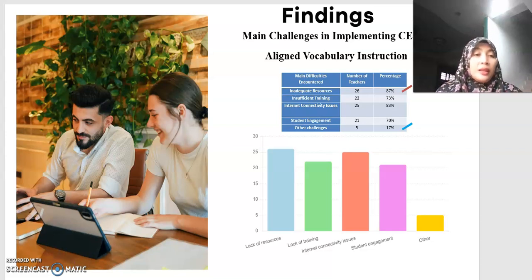And then let's look at the main challenges in implementing CEFR aligned vocabulary instruction. Since this is a very new framework for these teachers, it is considered difficult. They are even afraid of the term CEFR aligned curriculum when we go to the field. We can see that the teachers agreed that they have inadequate resources. For example, they have fewer resources in terms of modules, multimedia resources, and facilitating tools, and there may be a lack of software. And the last one is other challenges, which goes to 17% of the population.